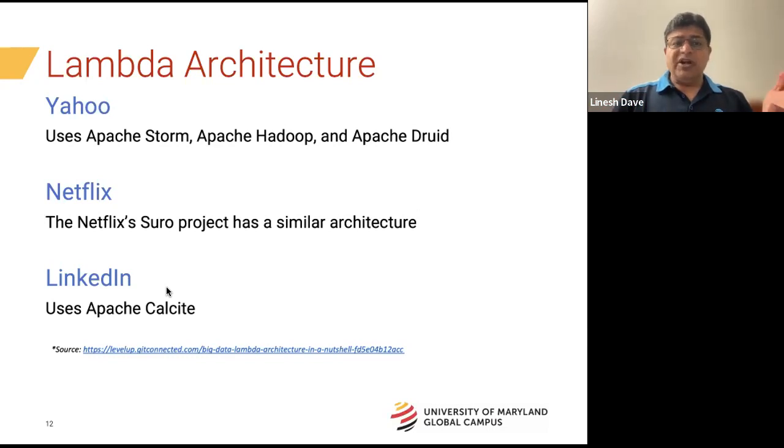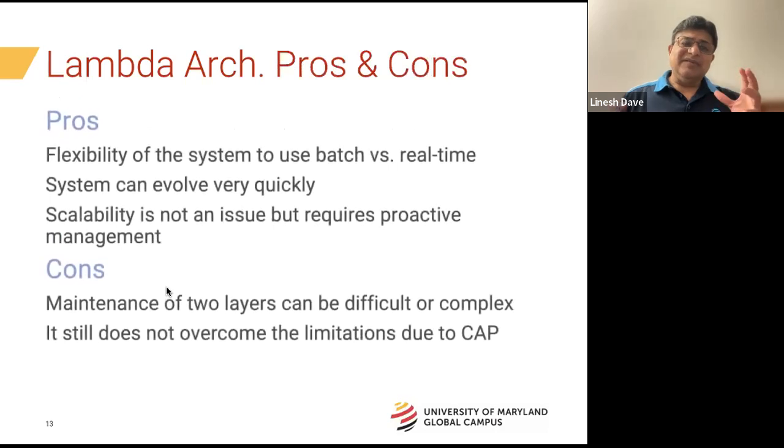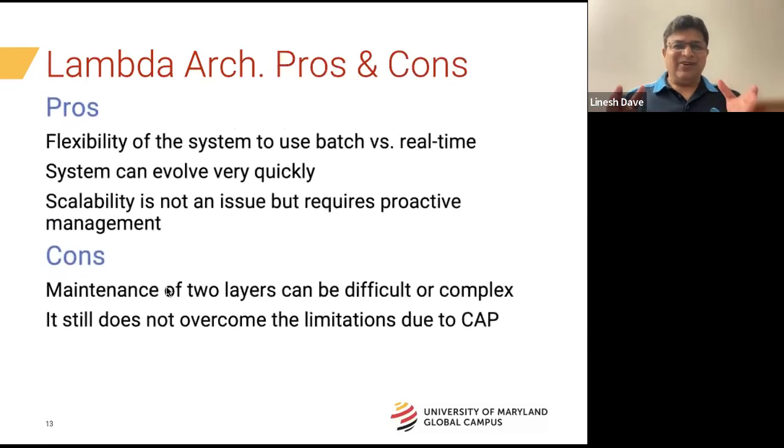Netflix's Surus project uses a very similar architecture. It may not be exactly the Lambda architecture, but it is based on the Lambda architecture that it is using for its Surus project. And then LinkedIn is using this Lambda architecture and using this technology called Apache Calcite. So there are very popular companies, and companies that deal with lots and lots of data, that make use of the Lambda architecture. But again, it has its pros and cons, right?